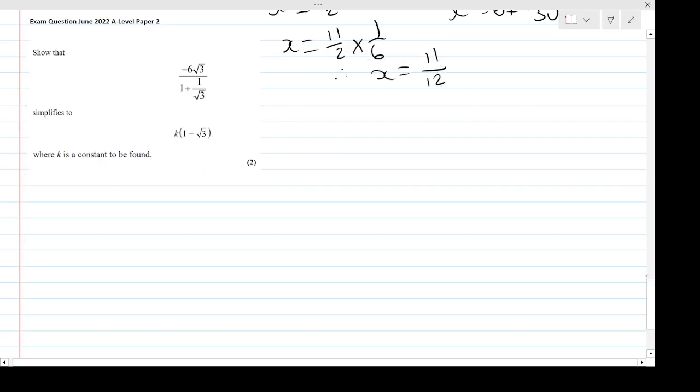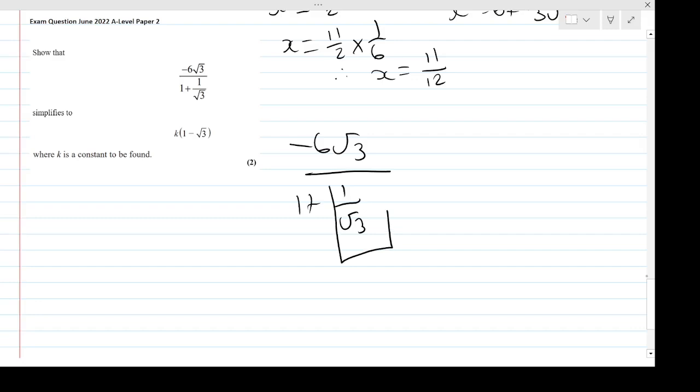So I have minus 6 root 3 over 1 plus 1 over root 3. You might think I could rationalise this mini fraction first, but I think you're probably doing a bit more work. Instead, because I've got a fraction in a fraction, I want to get rid of all these fractions. I want to just be left with a numerator and a denominator, with no denominator containing another fraction.